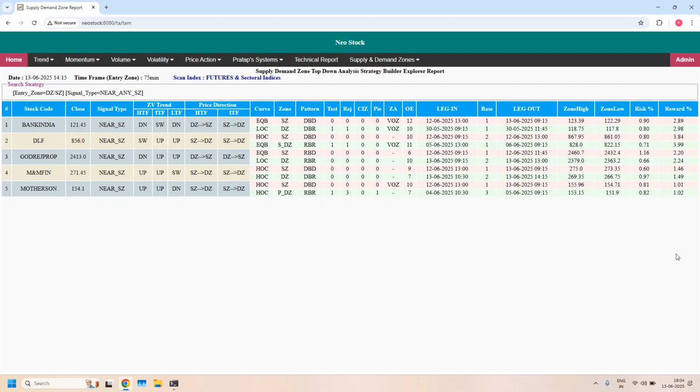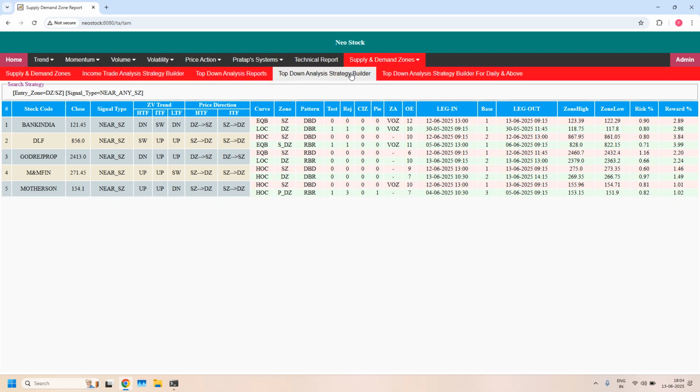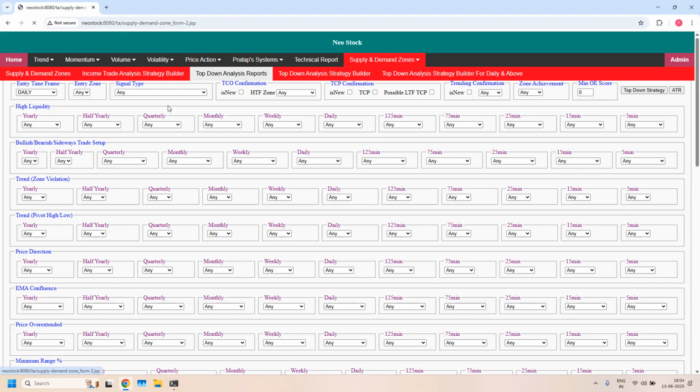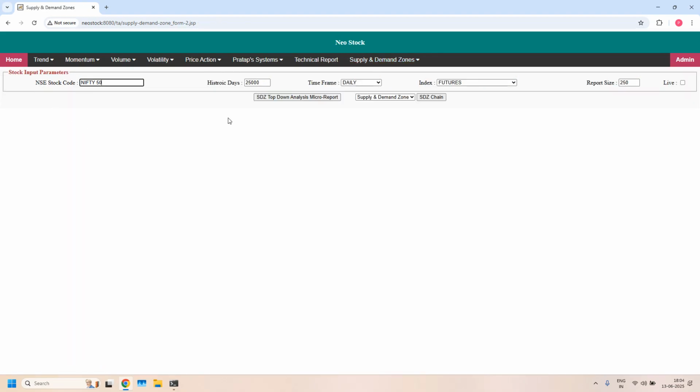Okay, this is about identification of high liquidity zones from daily and 75 minutes time frame for our HLQ zone strategy. Next, I will generate Nifty and BANKNIFTY supply demand zone chain reports. Nifty, generating monthly supply demand zone chain report.